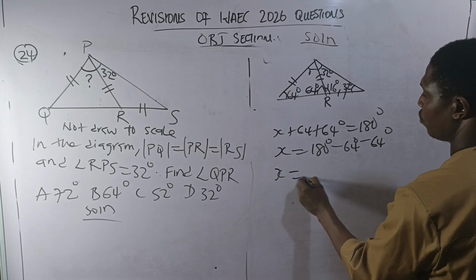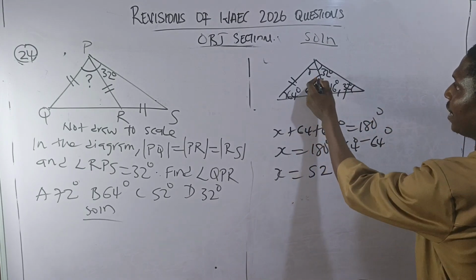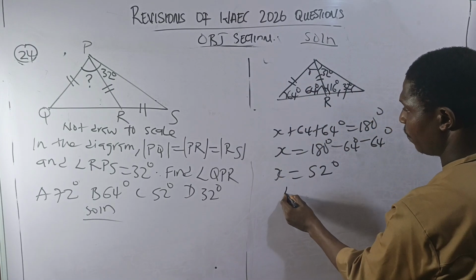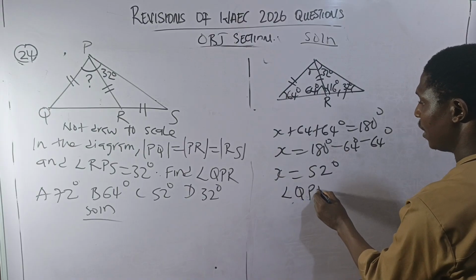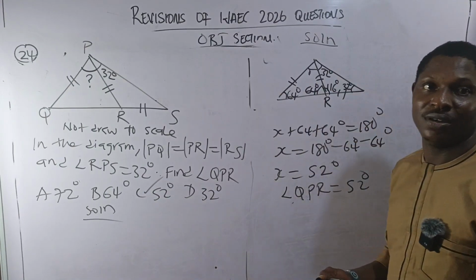And that will give me S to be equal to what? 52 degree, which, and X here finally happens to be my angle QP arrow, which equals 52 degree. This is my answer.